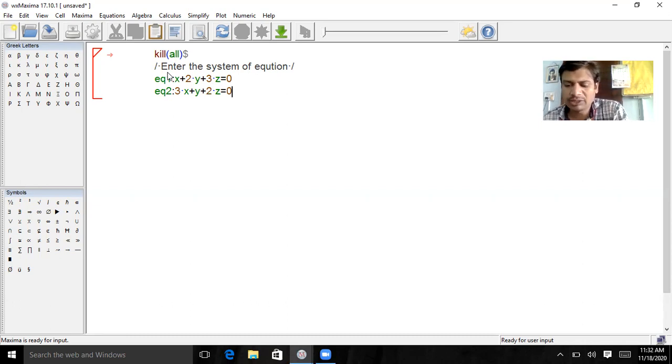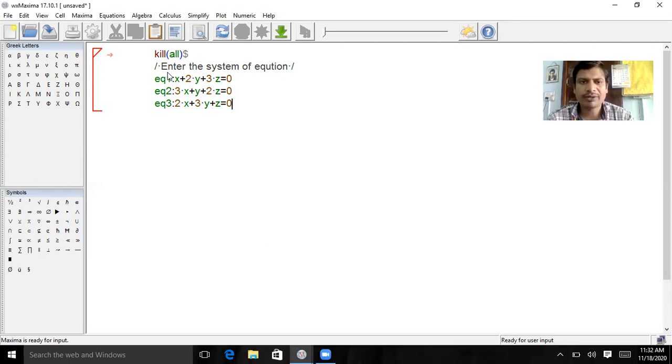Next go to the third line. Press enter, then go to equation 3. Type EQ3, that is equation 3, then colon. Equation 3 is 2x plus 3y plus z equal to 0. 2x means 2 star x. When we multiply a number with a variable, we use the star. So 2 star x plus 3 star y plus z equal to 0.